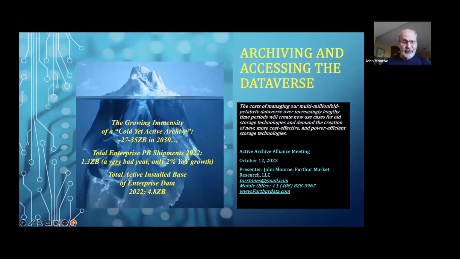Now, how big is this thing? Well, I think the immensity of this cold yet active archive is going to reach around 30 zettabytes in 2030, and probably 50 zettabytes or thereabout in 2035. The total shipments in a disastrous year were 1.3 zettabytes last year, and about 950,000 petabytes of that was hard drives. It was an incredibly bad year, historically the worst year ever we've seen in terms of petabyte growth for the growing enterprise archive.